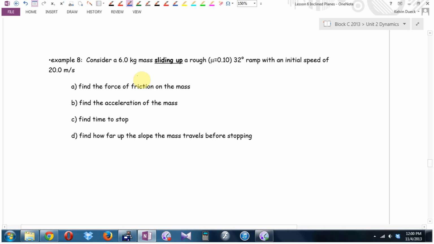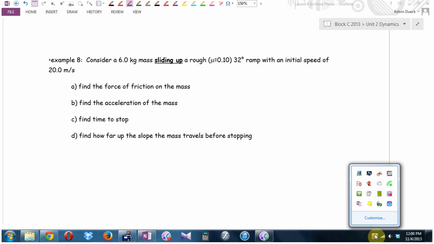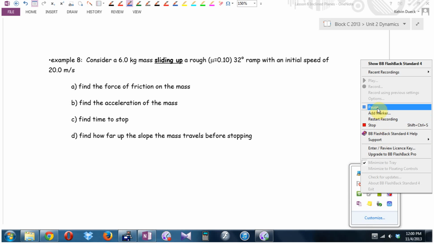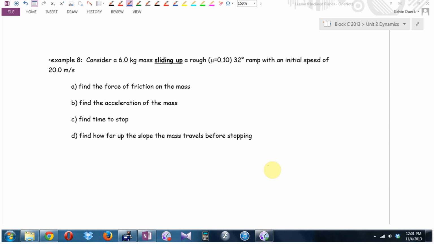It says, consider a 6 kilogram mass sliding up a rough ramp. This bugs a lot of kids. Mr. Dueck, how can it be sliding up? Let me show you. So it is possible to be sliding uphill. You're just not going to slide for very long. It is possible to be sliding downhill and come to a stop. That would just mean that friction was bigger than the component of gravity pulling you down, and you'll come to a stop.